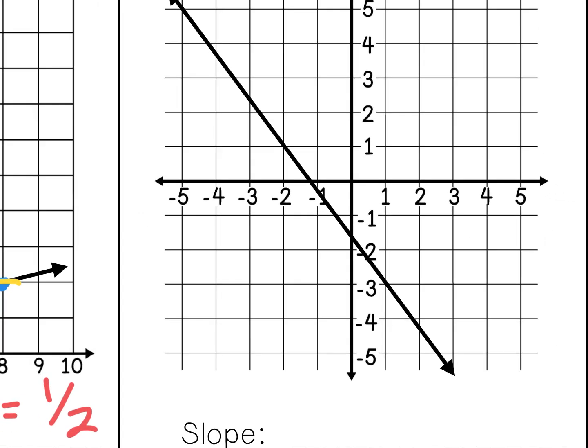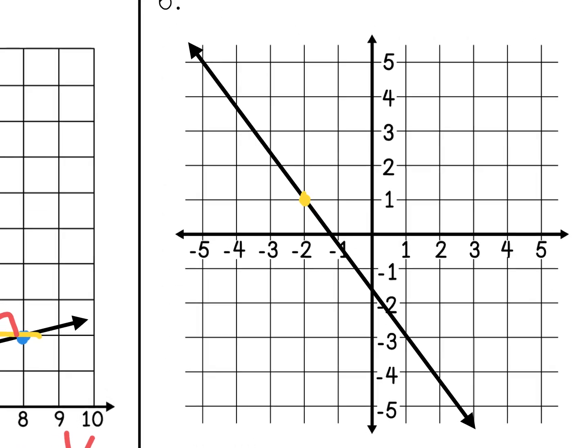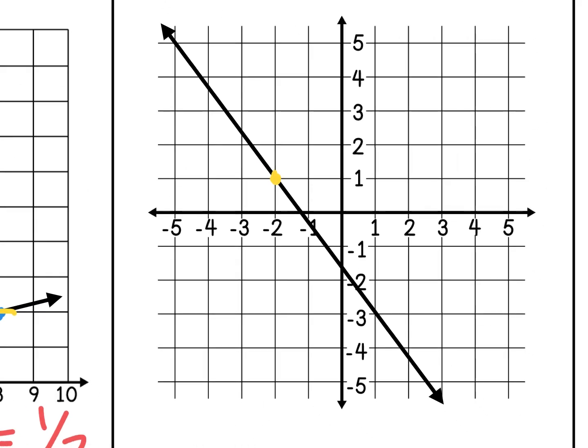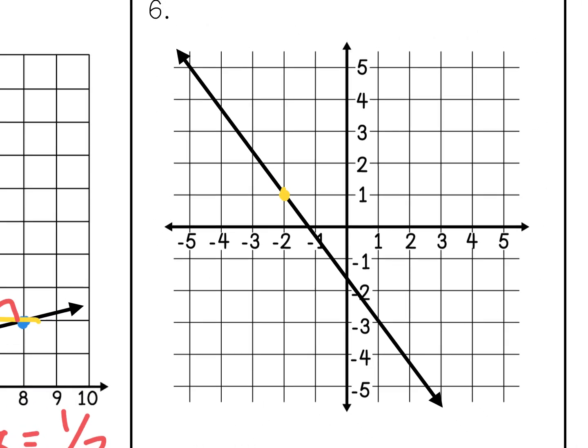Okay, last one. Can I do it? Pick 2 points. Sure. -2, 1. We say x first. Oh yeah, okay, x. -5 and 5. Okay, so now what? And you don't count over.